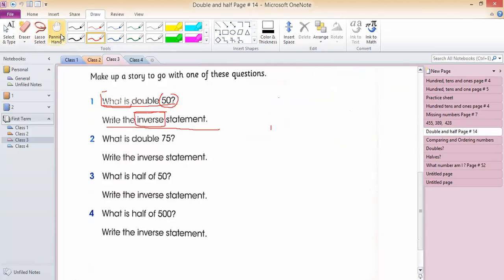In question number one, you had to find out the double of 50, and then write the inverse statement. You know how to find the double. Double means multiply by 2. So 50 multiplied by 2 equals 100. Then you have to write the inverse statement. Inverse is the opposite of something. So the opposite of double is half. Then you will write what is the half of 100, and for that you divide 100 by 2, and you get the answer, that is 50.